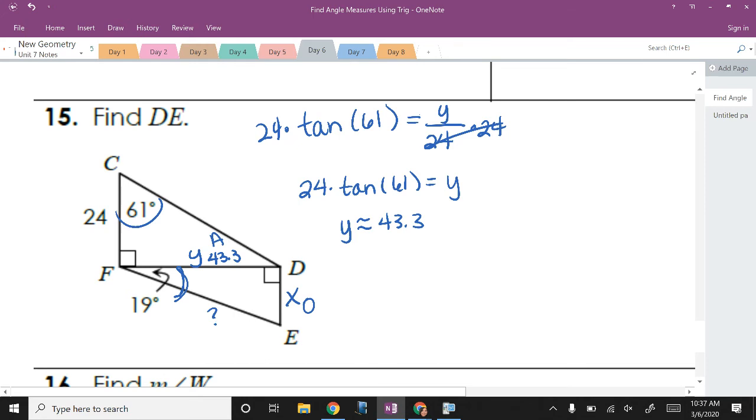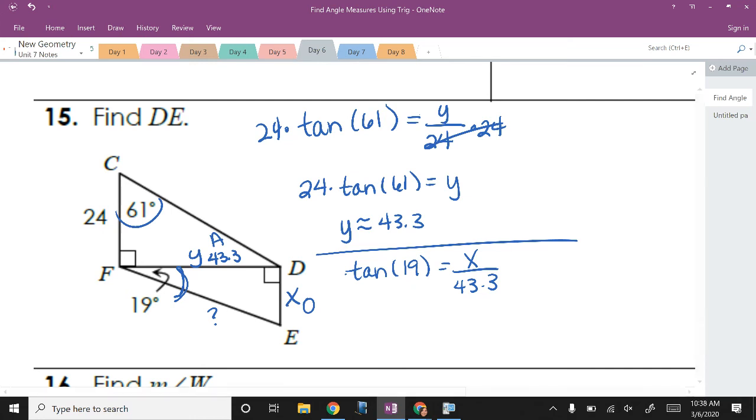All right, so I'm going to use tangent again. This time I'm going to say tangent of 19 degrees equals, tangent is opposite over adjacent. So what side is opposite from 19 degrees? X over the length of the side that's adjacent to it, that 43.3 leg that I just found. So how do we find X? Yeah, multiply both sides by 43.3.